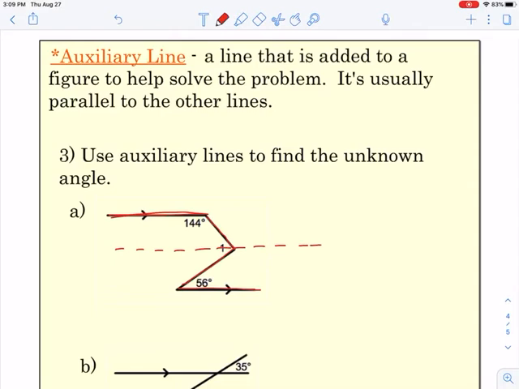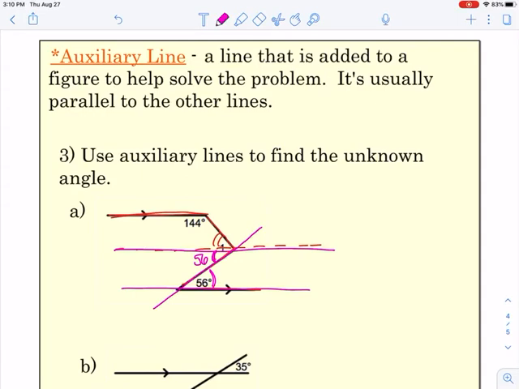Now I'm going to find out some things about this angle right here and this angle right here, because if I can find those two angles, I can add them together and that will give me the entire measure of angle 1. If I look, in pink here, at this line and this line, and I extend this line here, this angle and this angle are alternate interior angles, and that means they're congruent. So this pink angle right here is going to be 56.